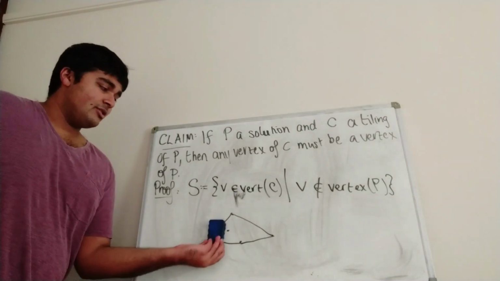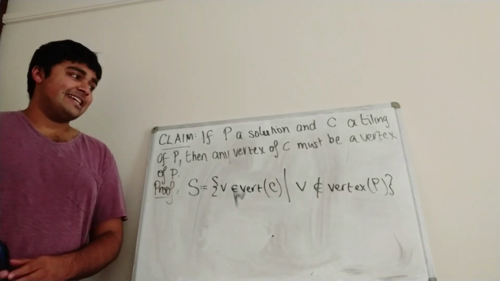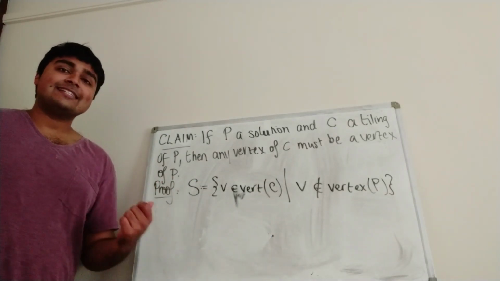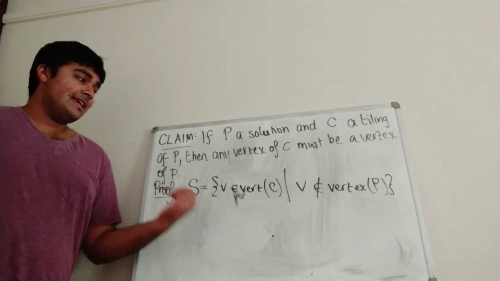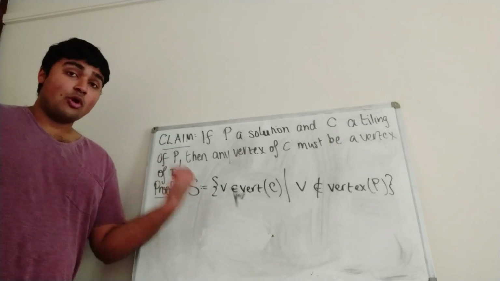Anyway, what we're going to do is take our convex hull, the convex hull of this set S here, and we're going to take a vertex V, which is in S, and also is a vertex of the convex hull of S.